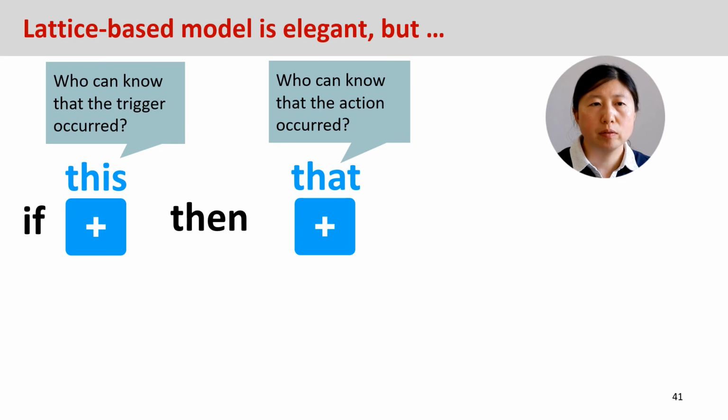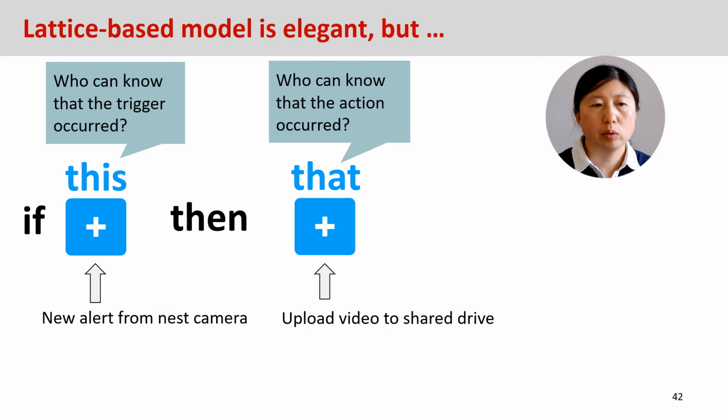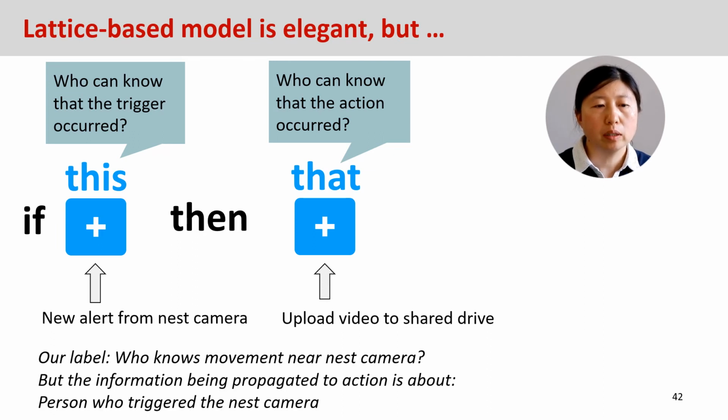The lattice-based information flow model is elegant and allows us to do some analysis. But when we try to accurately identify harm to the users, this model becomes inadequate. Let's see an example. It says, if new alert from Nest camera, then upload video to shared drive. Let's see how we would annotate the trigger itself. We said that the security label of the trigger should indicate who can know that the trigger has occurred. In this example, we're looking at a Nest camera, so the label will be restricted physical, meaning who knows that there's movement near the Nest camera.